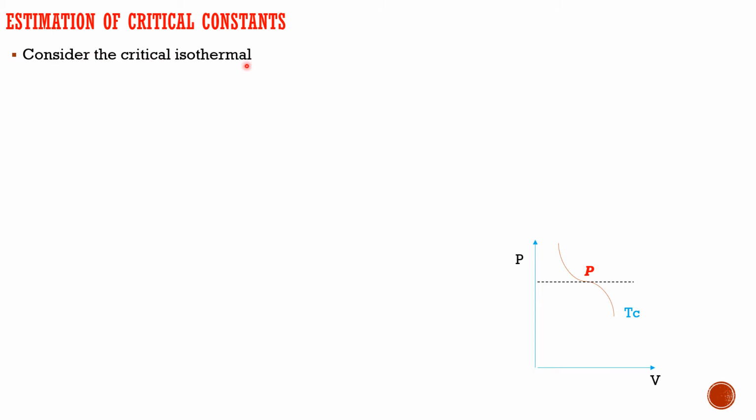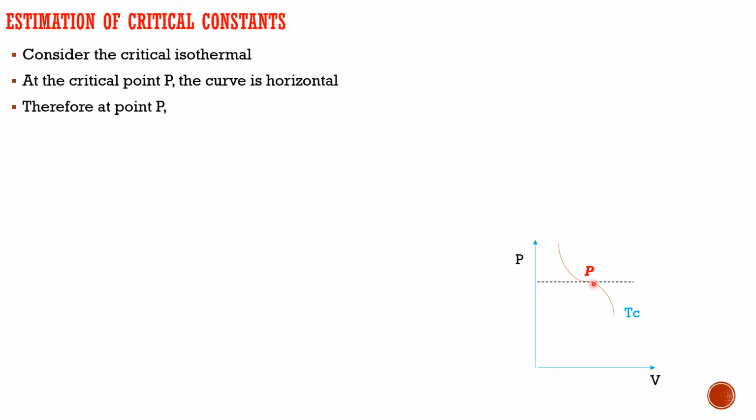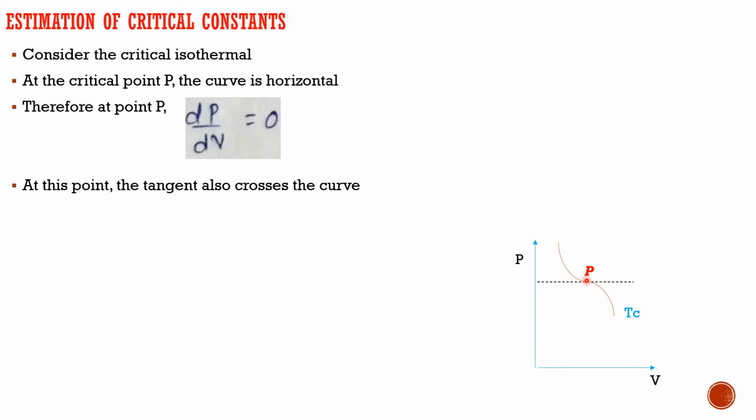Consider the critical isothermal. This is the critical isothermal, which we have got from the van der Waals isothermals. At the critical point P, the curve is horizontal. Therefore, at point P, dP by dV will be 0. The slope will be 0. At this point, the tangent also crosses the curve.